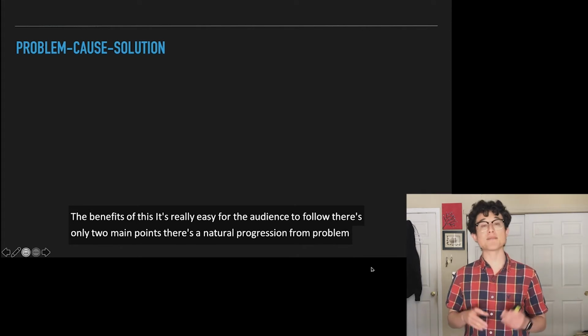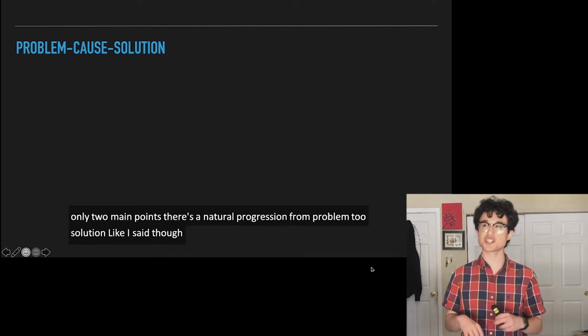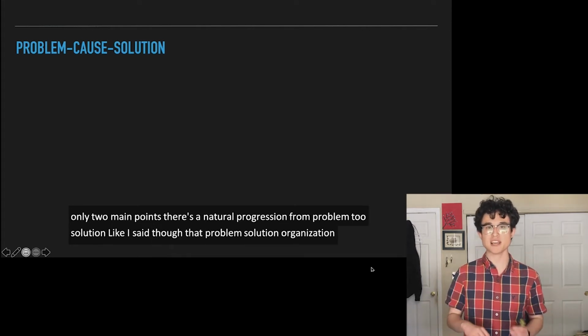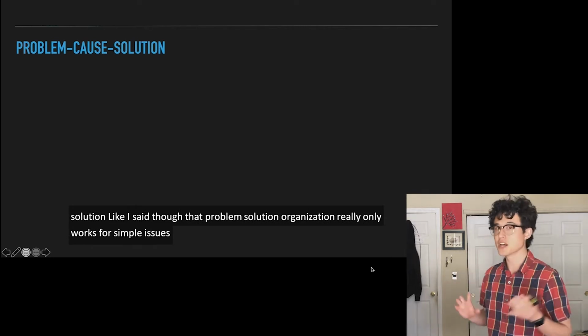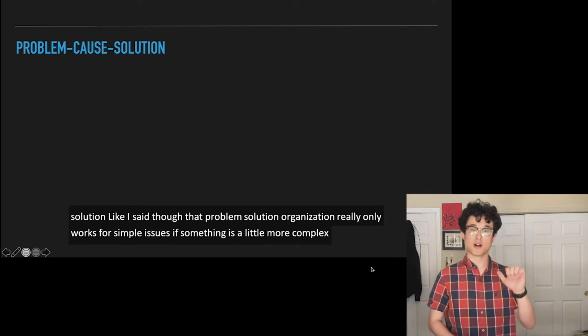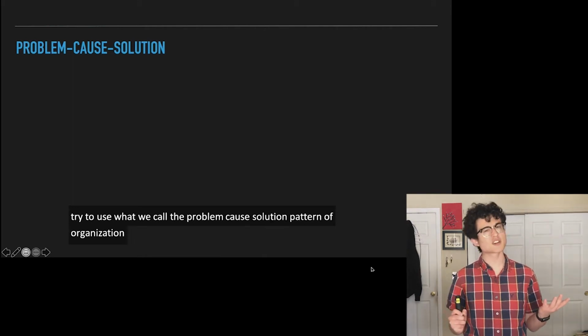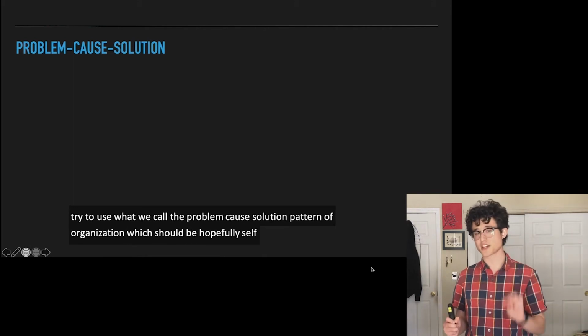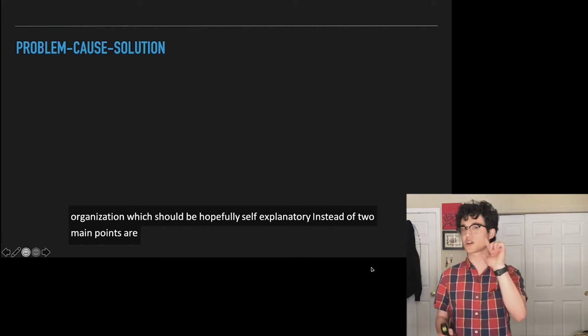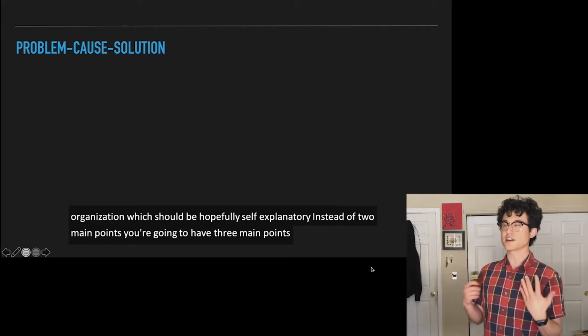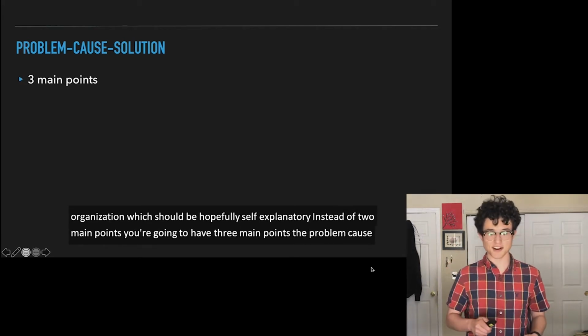Like I said, though, that problem solution organization really only works for simple issues. If something is a little more complex, you might try to use what we call the problem cause solution pattern of organization, which should be hopefully self-explanatory. Instead of two main points, you're going to have three main points: the problem, the cause, and the solution. I know, mind-blowing stuff right here.